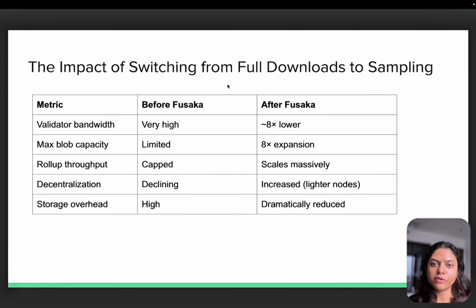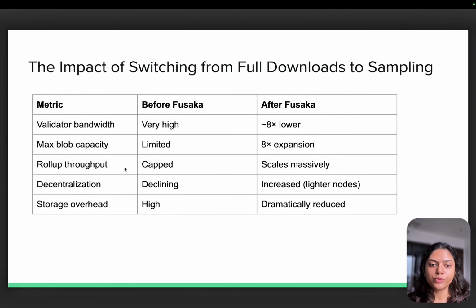This is the impact of switching from full download to sampling. What changes after switching to sampling? Before, we downloaded the whole data and now we download a sample. So what are the differences? Let's look at the real metrics. Validator bandwidth was very high before Fusaka and now it's 8 times lower. Max blob capacity was limited before Fusaka and now there's an 8 times expansion. So we get 8 times more blob capacity.